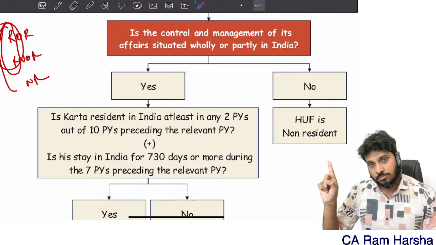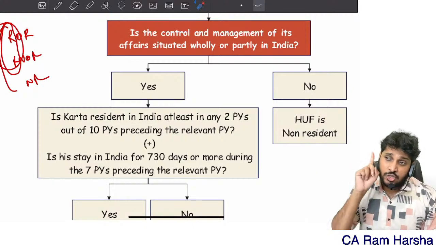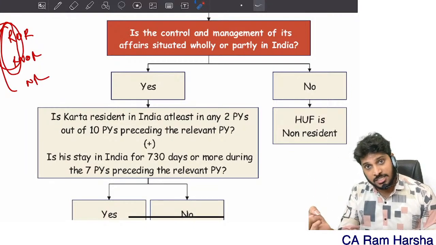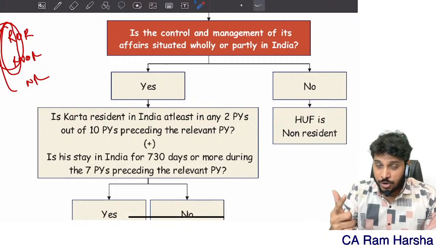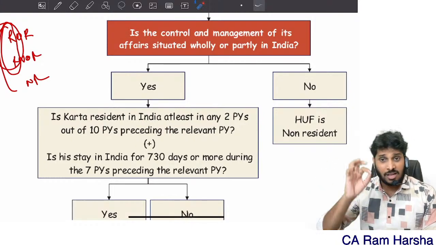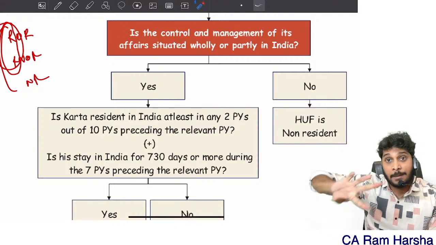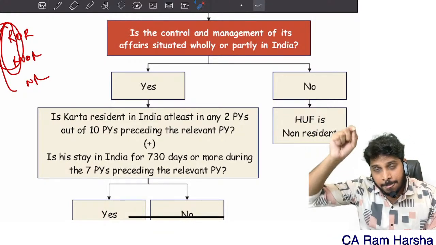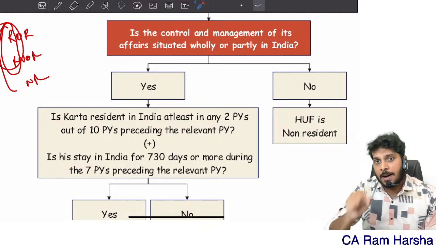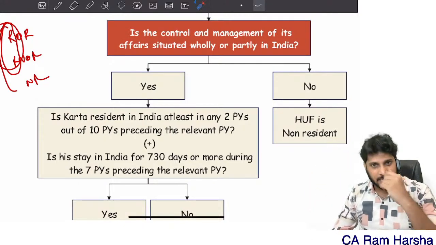730 days or more. Okay. In the past 10 years, how many years are you resident? 2 years or more I am a resident. So 730 or more in the past 7 years, and 2 years or more in the past 10 he is a resident. You should see the Karta's past period. If the Karta satisfies the past 7 years logic and the past 10 years, 2 years logic, then HUF will become ROR, resident and ordinarily resident.